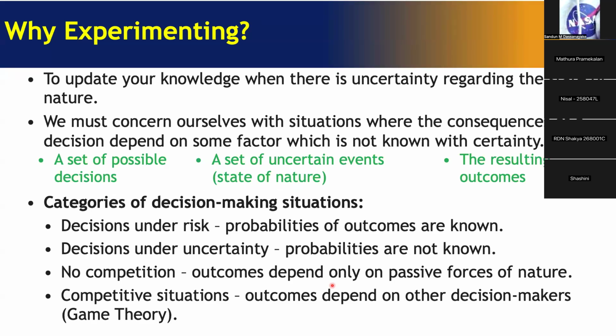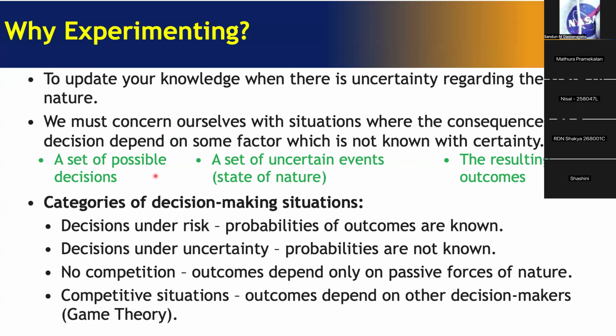We experiment to update our knowledge when there is uncertainty regarding the state of nature. So think about a simple thing that you did as an experiment, not scientific. Think about what did you do at home, for example. Maybe in a bus, to understand something was changing, you did some variation and see how it reacts, to understand how it changed. So we must concern ourselves with situations where the consequences of a decision depend on some factor which is not known with certainty.